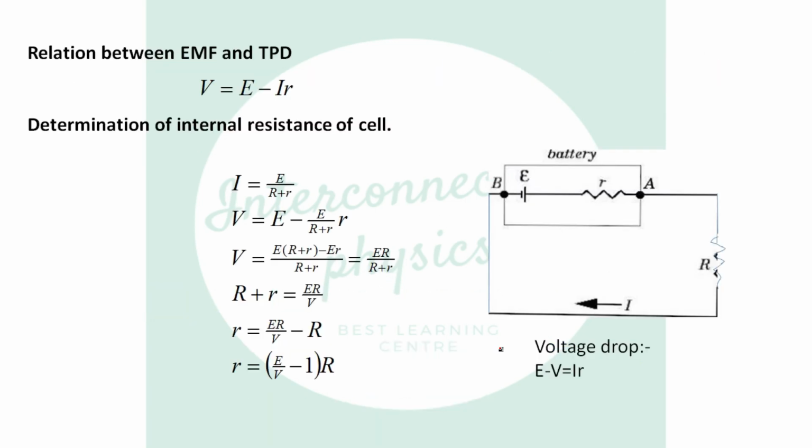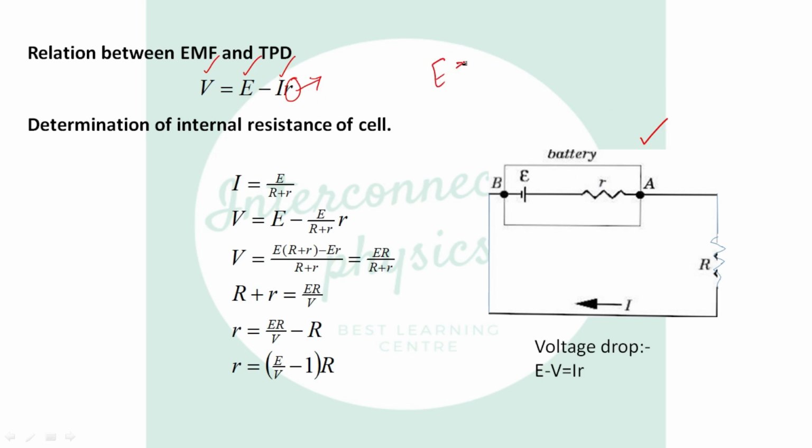So before moving toward potentiometer, let us understand some basic concepts about EMF and terminal potential difference. In last video we learned about the relation between EMF and terminal potential difference, that is V equal to E minus Ir, where V is terminal potential difference, E is EMF of a cell, I is current flowing in the circuit and small r is the internal resistance of the cell. This is the circuit. Okay. What is E basically?